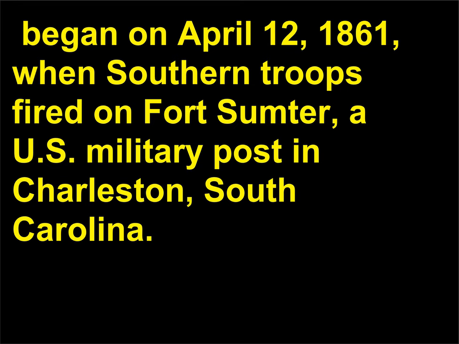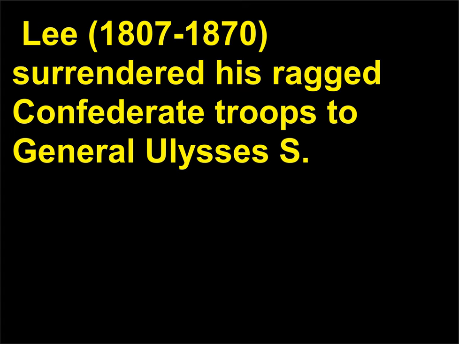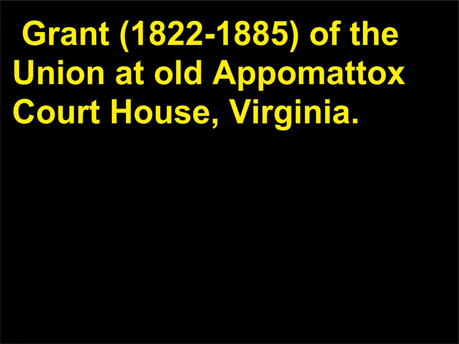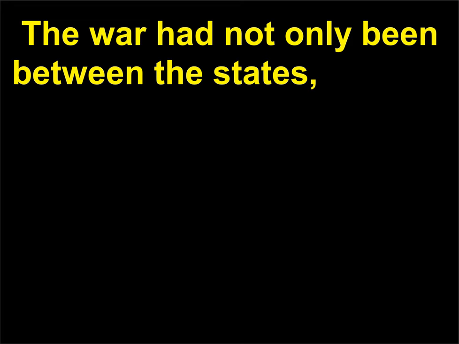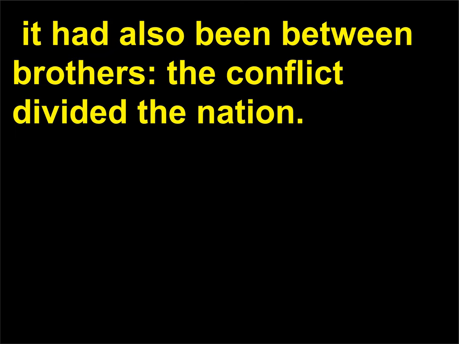Brutal fighting continued for 4 years. On April 9, 1865, General Robert E. Lee, 1807-1870, surrendered his ragged Confederate troops to General Ulysses S. Grant, 1822-1885, of the Union at Old Appomattox Courthouse, Virginia. The war had not only been between the states, it had also been between brothers. The conflict divided the nation. The Civil War took more American lives than any other war in history.